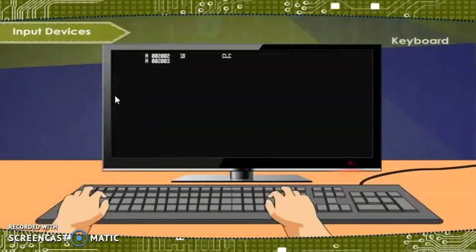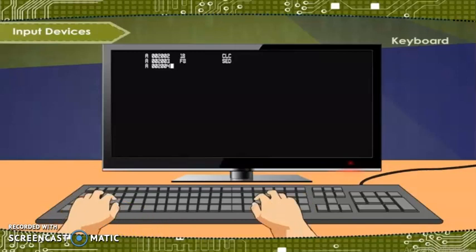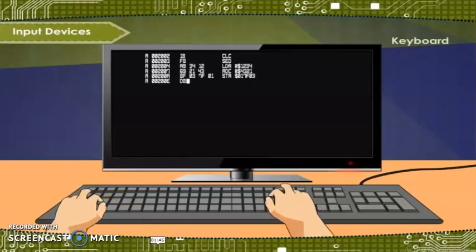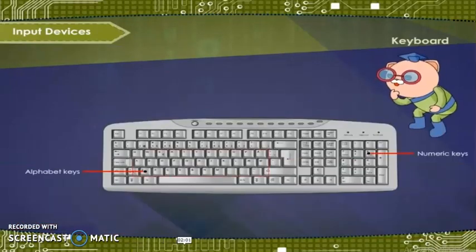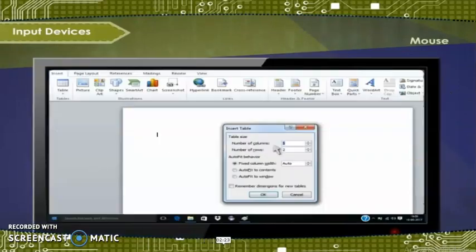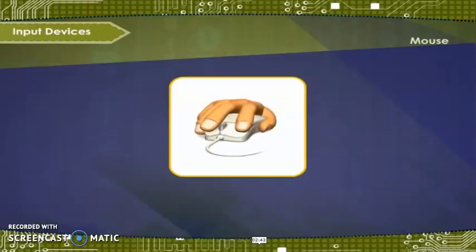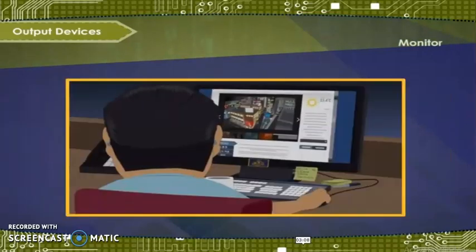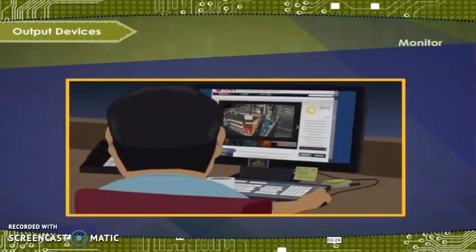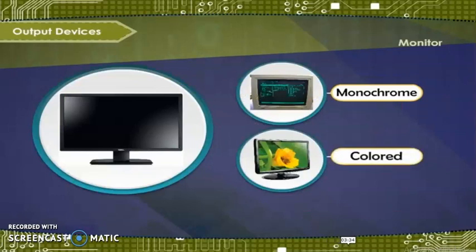Now we will move on to the input devices. Students, tell me what the input devices are. Keyboard, and we have learned mouse. Yes or no? So giving input, we can insert a table. How do we do that? We are doing it with the help of a mouse. We are dragging the mouse and inserting. Scanner, we will just keep a paper and we can scan it. Monitor is through which we see the output, whatever is being displayed.